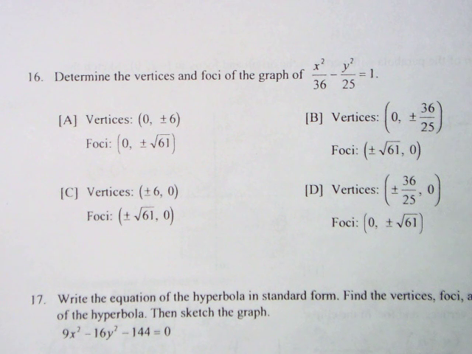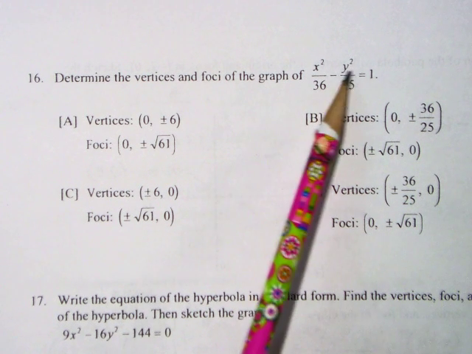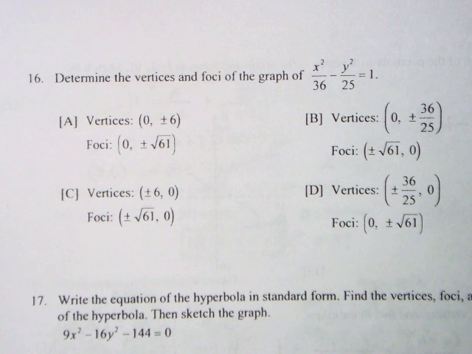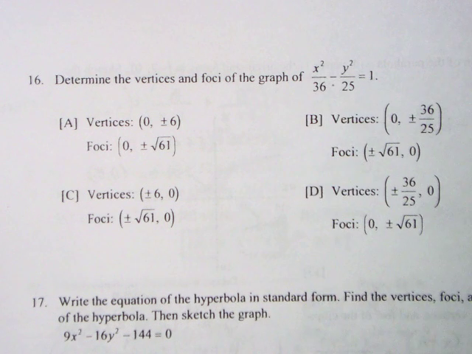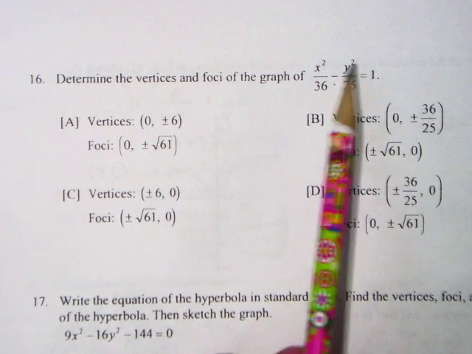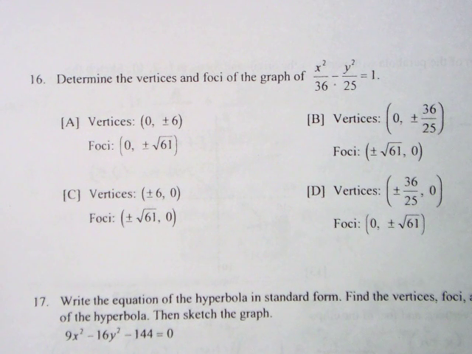Well, the first thing we need to do is recognize what kind of conic this is. Is it an ellipse, a parabola, a hyperbola, or a circle? Well, we know that it has an x squared and a y squared, so we know it's not a parabola. And the big thing we see here is that we've got a minus sign. If we have that minus sign and an x squared and a y squared on the same side, we know it is a hyperbola.